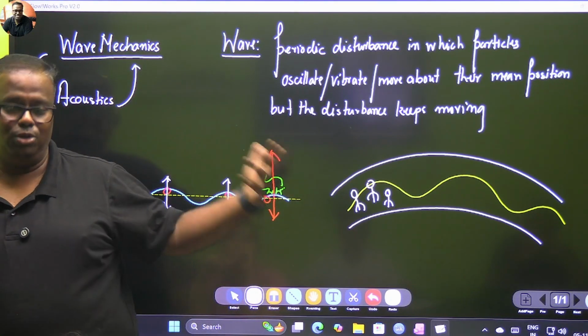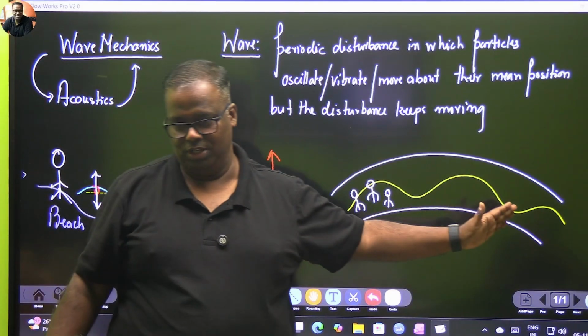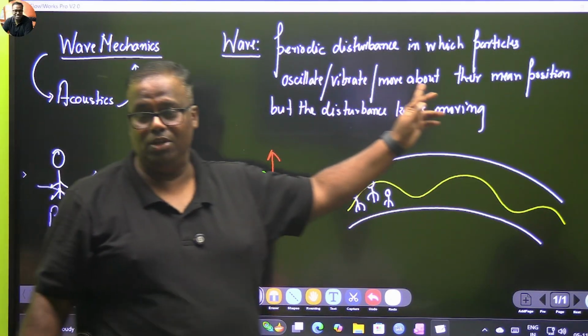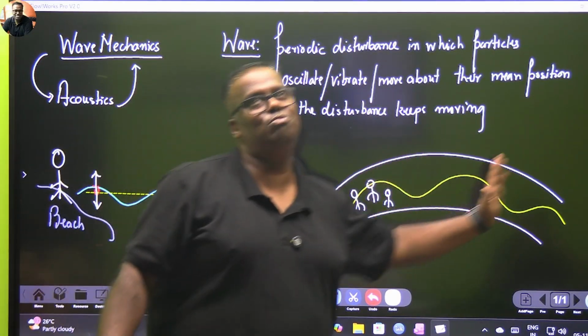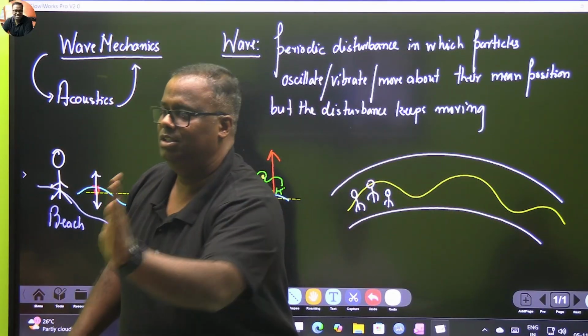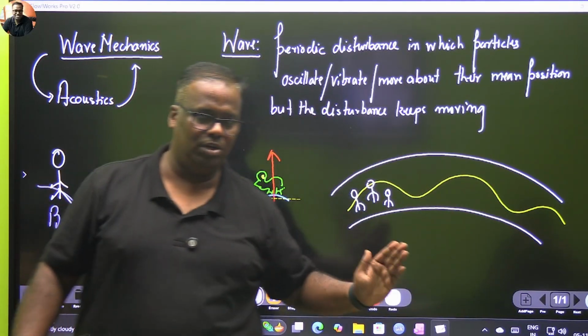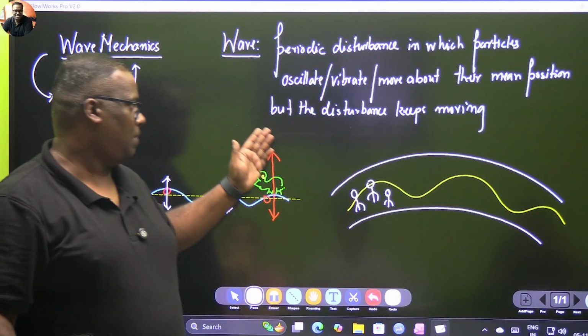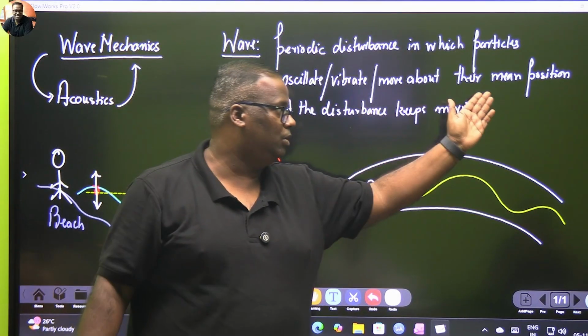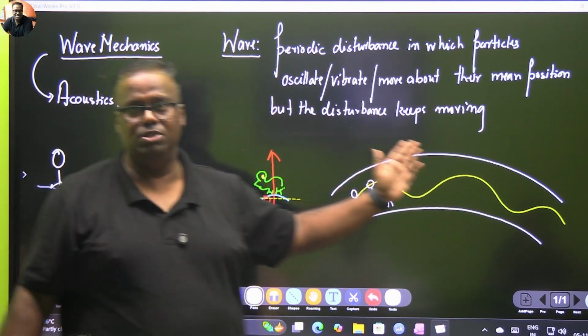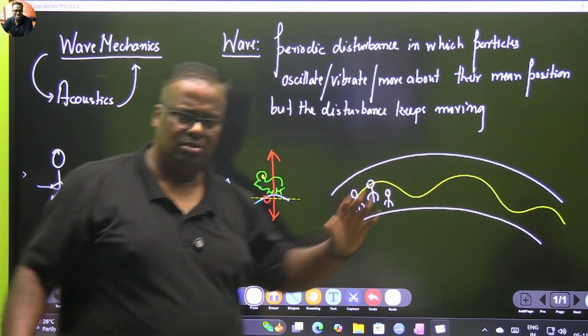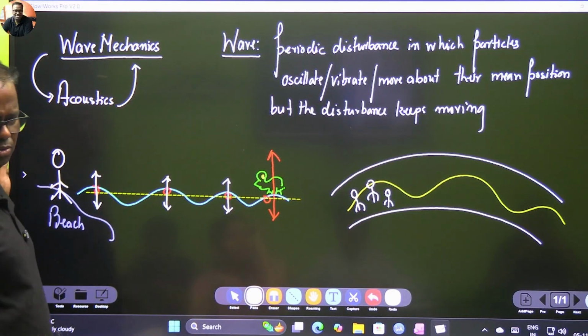From far away, what do we see? The wave is moving. So again, a wave is a periodic disturbance, and you know that it is now moving all around the ground. It will come back to you. A wave is a periodic disturbance in which particles oscillate or vibrate about their mean position, and the disturbance keeps moving. Clear? Sir, still they don't believe your point. It doesn't happen like that.